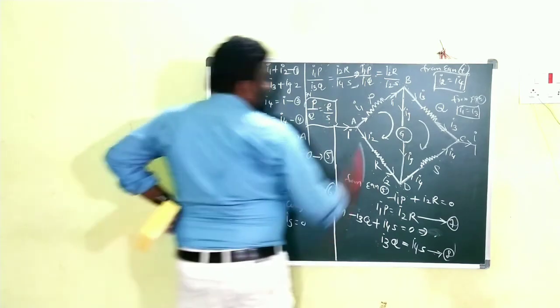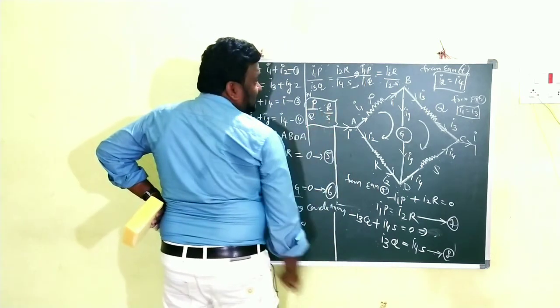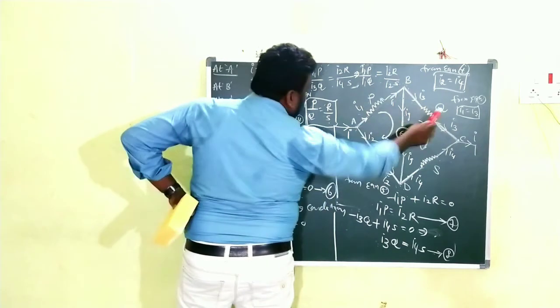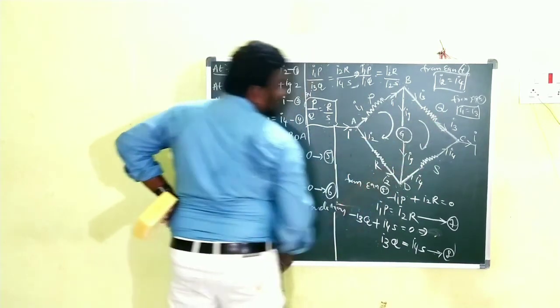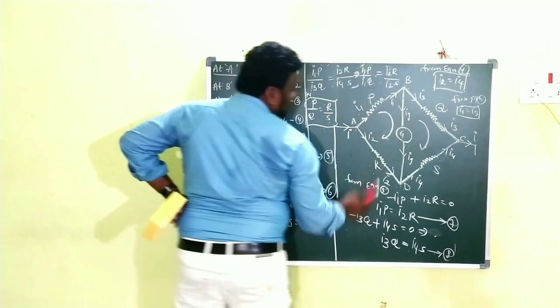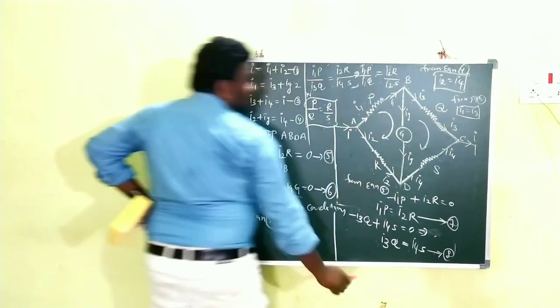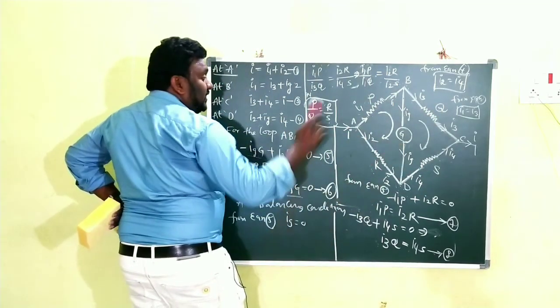Here, for example, P by Q is equal to R by S. So if you know the P value and Q value, we can compare the R value and S value, because the ratio of these two gives the ratio of these two. And that way we compare the resistor values.